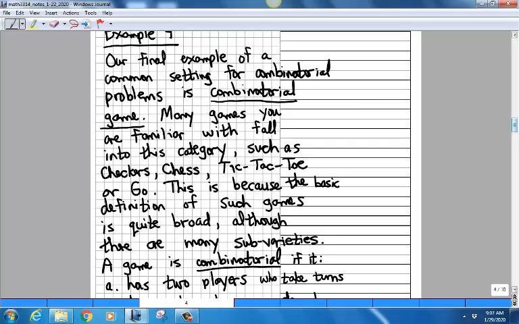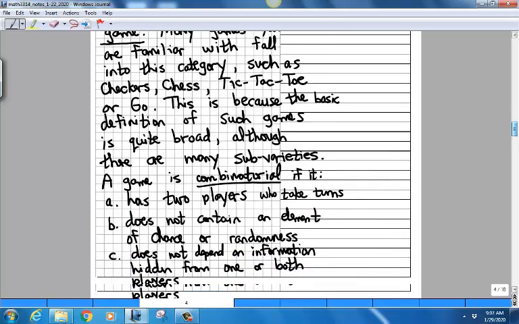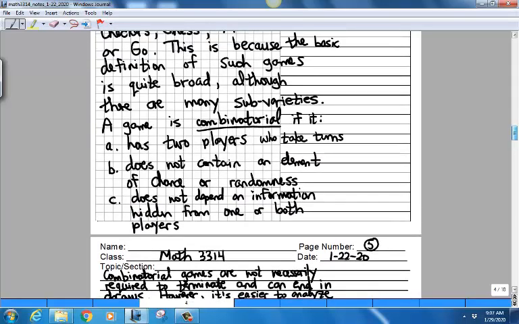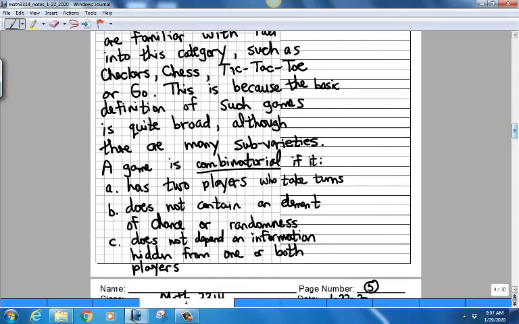And so I think I mentioned last time what we mean by a combinatorial game. It's a very general definition. So they are games, and many games that you're familiar with are combinatorial games, because the definition is very broad. So checkers, chess, tic-tac-toe, Go. The board game Go that's very popular is also a combinatorial game. I didn't mention, but I should have, NIM.